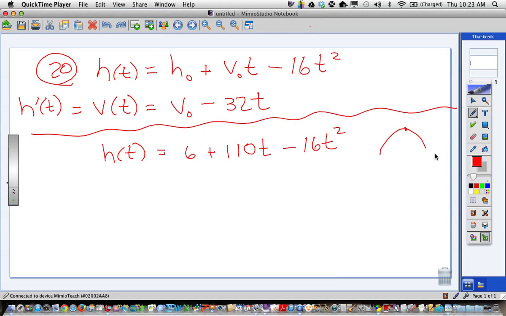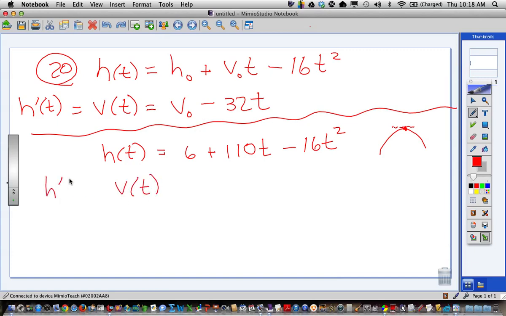But the calculus thing that we will be doing a lot of as we go on is what happens to the slope at the peak? What's the slope? 0, right? At the peak, the slope is 0. Well, we have an equation for the slope, don't we? Right here. The slope is the v equation, the h prime equation. And that is 110 minus 32t, correct?